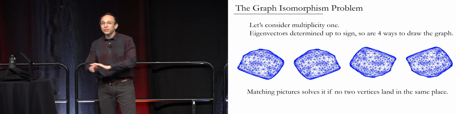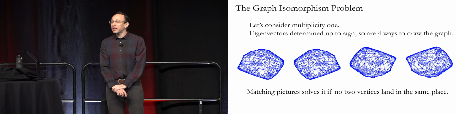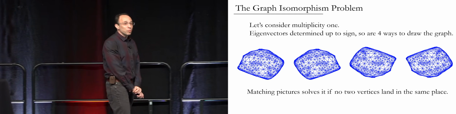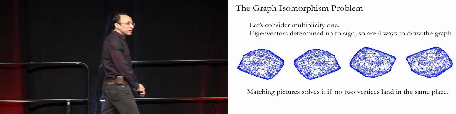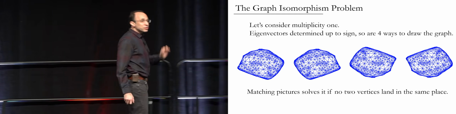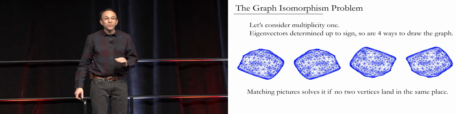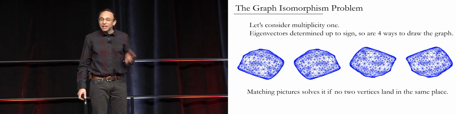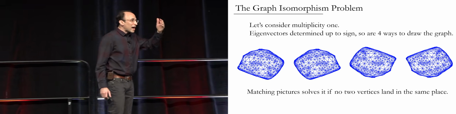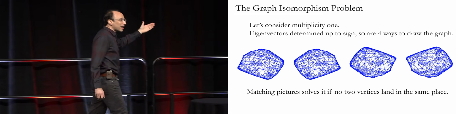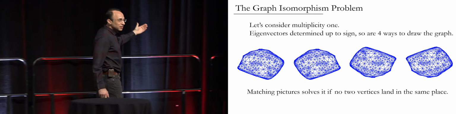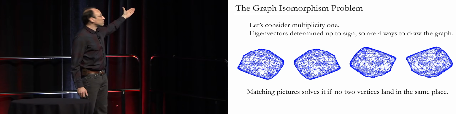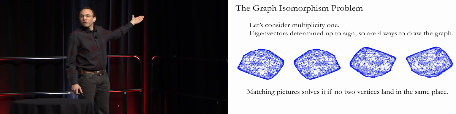So let's consider the extreme case of bounded multiplicity: every eigenvalue has multiplicity 1. That means that every eigenvector is determined up to sign, but only up to sign. If v is an eigenvector, minus v is an eigenvector. That means that for any graph that I was drawing this way, there are 4 possible drawings of it. So now if you give me 2 graphs, you give me this graph and you give me another one, I should be able to tell you whether or not they're isomorphic.